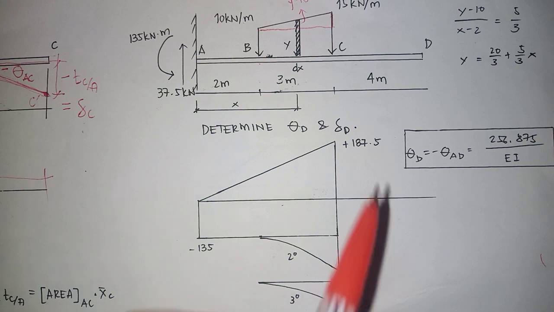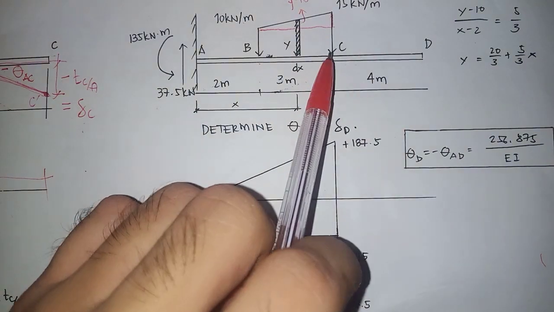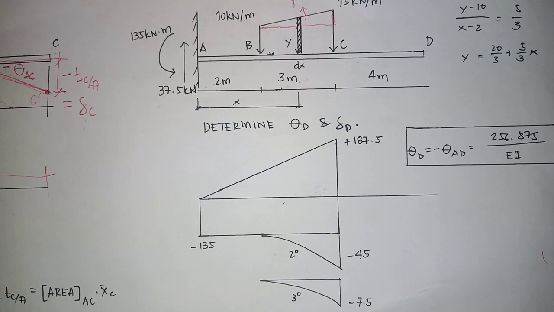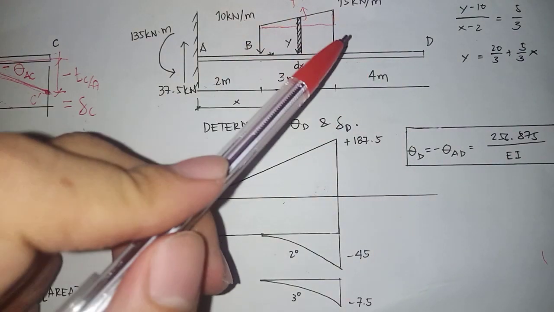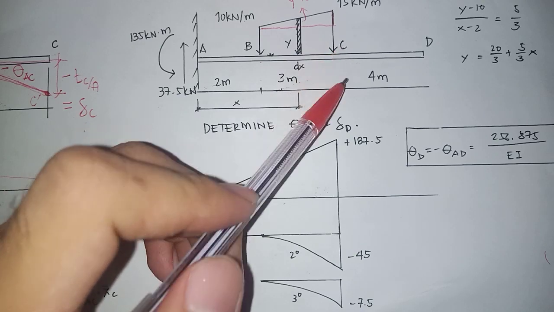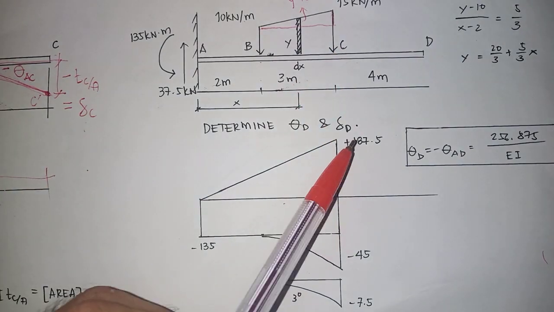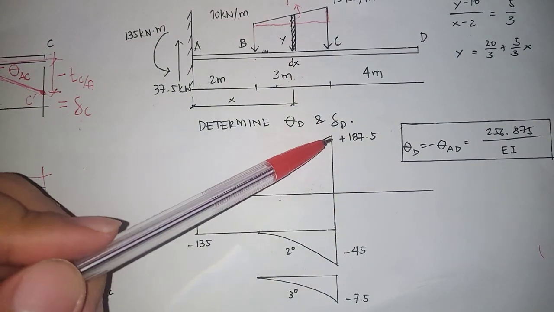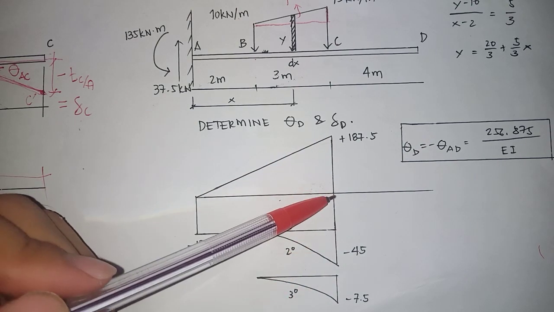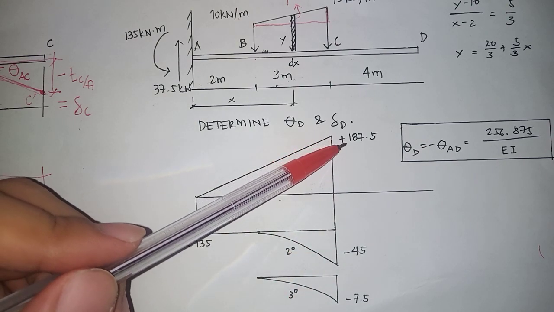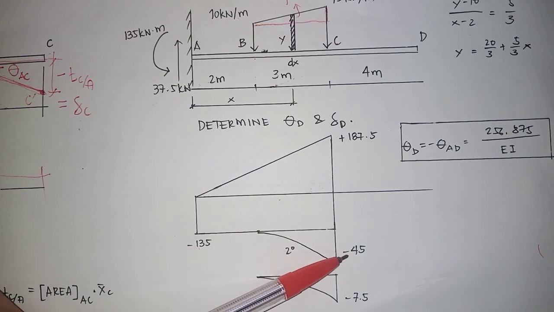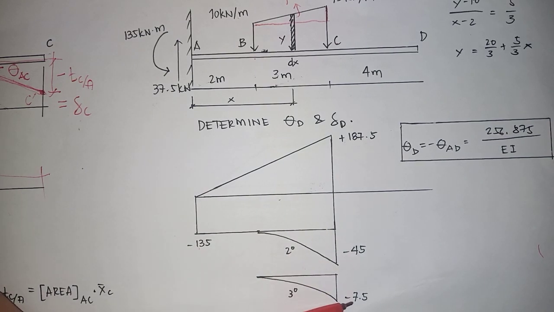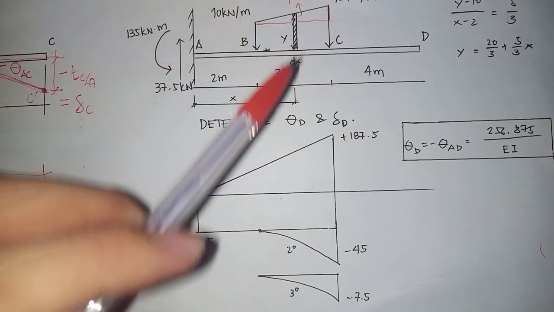Since in this part, from C to D, there is no load, therefore no moment is produced here. Therefore, the moment at C should be equal to 0. Let's check: the sum of moments on the left should equal the right. So 187.5 minus 135 minus 45 minus 7.5 is equal to 0. We can do it piece by piece.